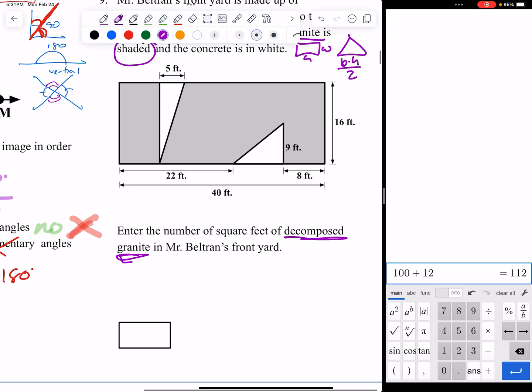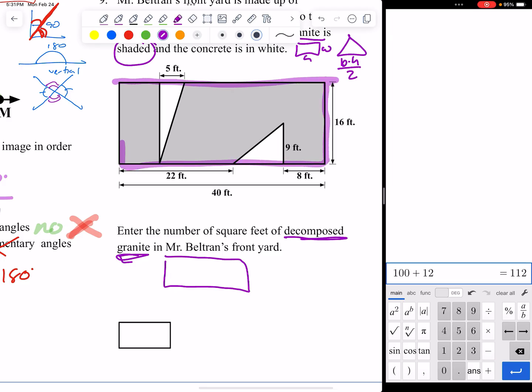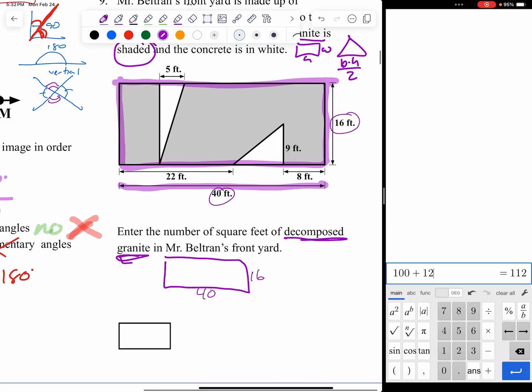So what do we do here? So I want the whole thing. The whole thing is basically DG. So what do I have here for the whole thing? For my whole rectangle, let's see, the whole bottom is going to be 40, right? So that's a 40. Then what is the height? The height is, or the width is 16. So 40 by 16. But then I have 2 triangles, aka my concrete, that I have to get rid of.